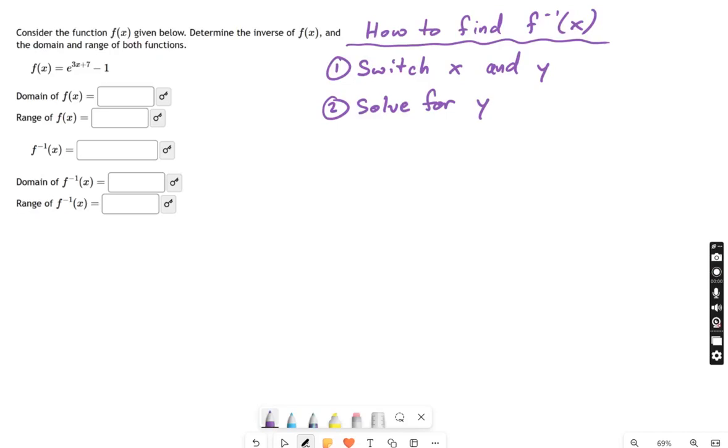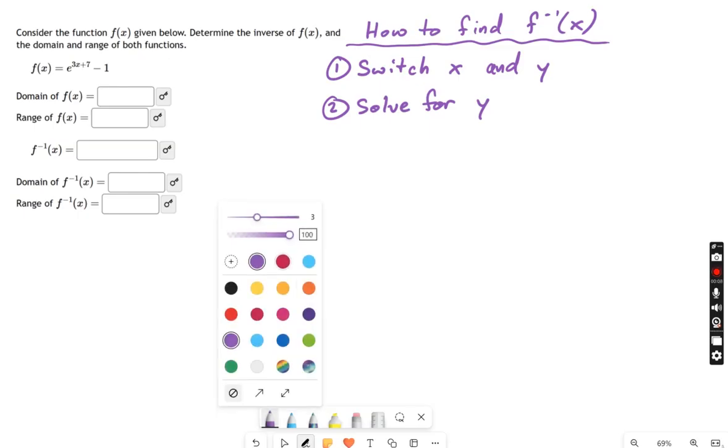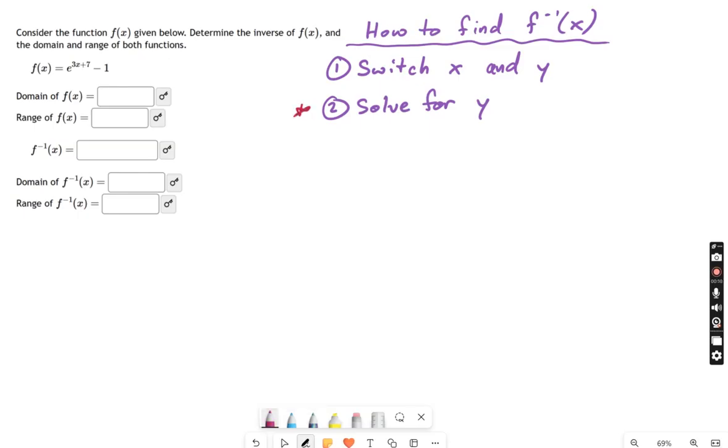Finding the inverse of a function is really not a whole lot of steps to remember. We just switch x and y and then solve for the new y, whatever that is. Now, sometimes solving for y is hard, right? This step can be tricky, but let's see how it works for this problem.